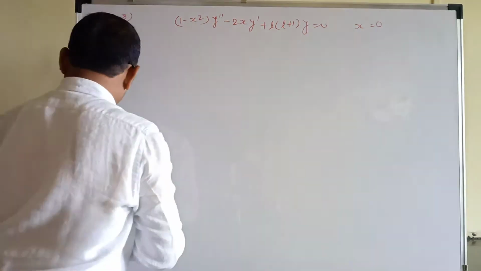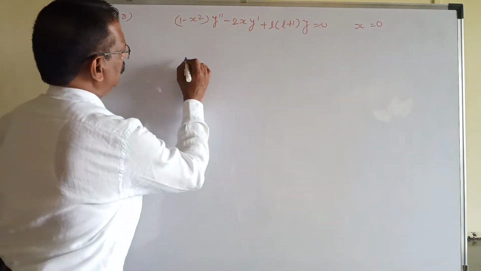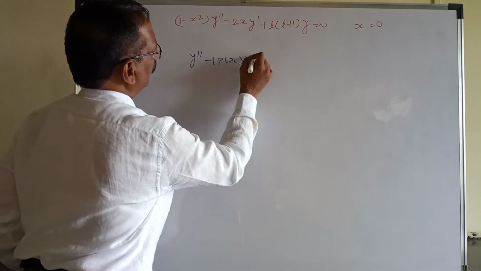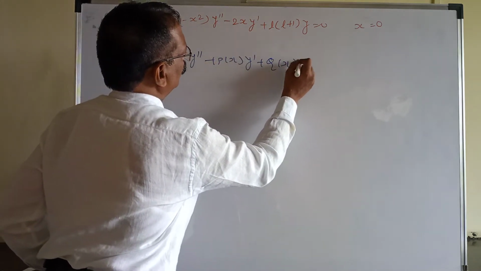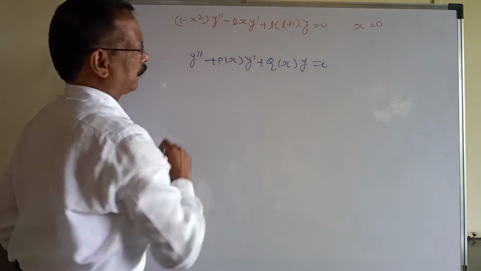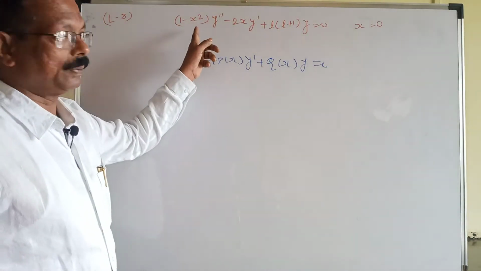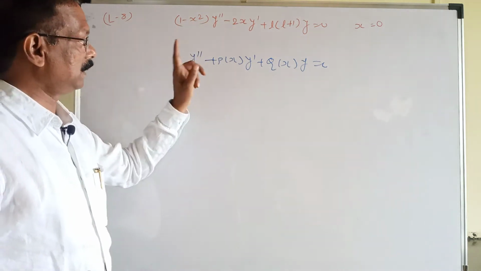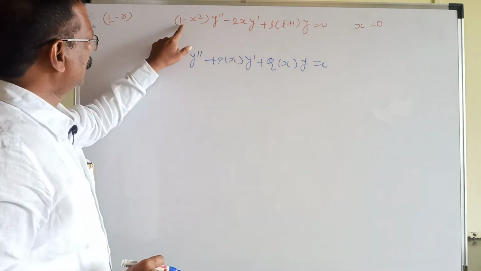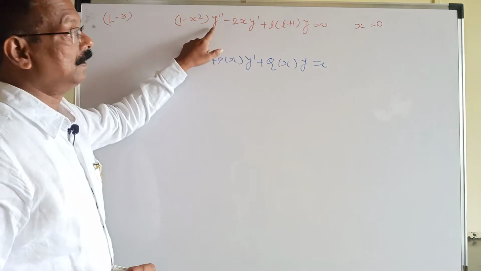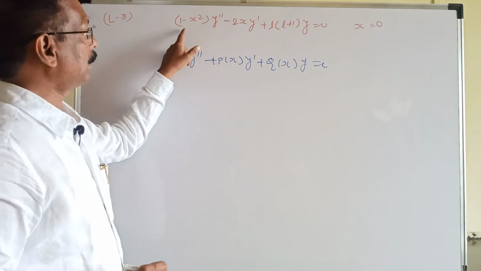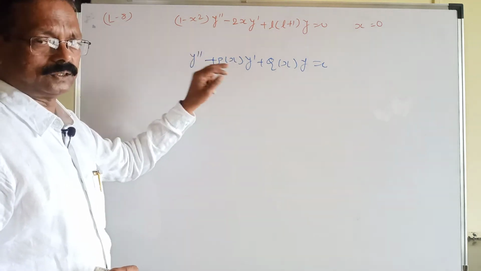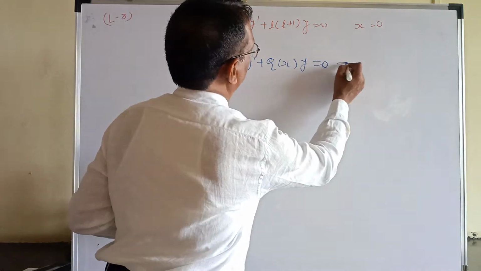So what is our differential equation here? Our differential equation is y double dash plus p of x into y dash plus q of x into y is equal to 0. This is our differential equation. Then the given differential equation, Legendre's differential equation, we have to write in this form. In this case, we have 1 minus x square into y double dash, so if we divide by 1 minus x square, then we will get this form. So suppose this is equation number 1.